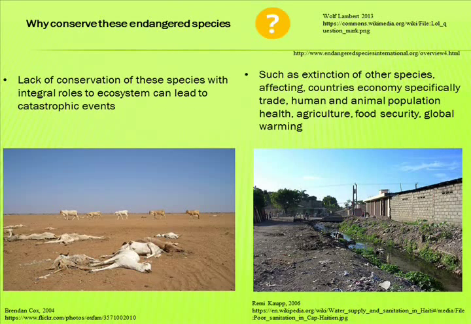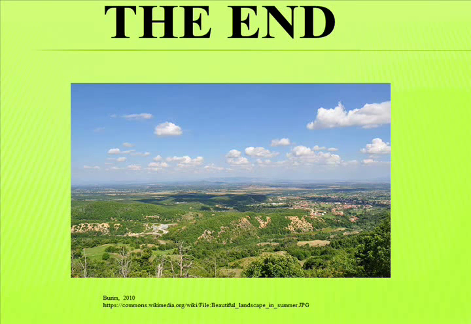Warning: lack of conservation for threatened species can lead to catastrophic events like extinction of other species, affecting economy, agriculture, food security, global warming, and ultimately human and animal populations. The end. I sincerely hope Mozambique does something about their current unprotected threatened species. Who knows how many other unprotected threatened species are out there besides the ones I covered. No one likes catastrophes. Thank you for watching my conservation plan for Mozambique.